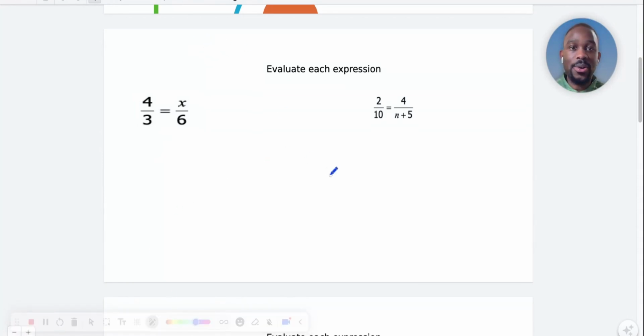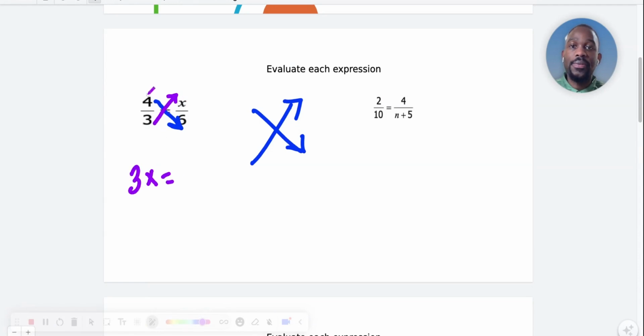So you just draw a cross, really. This is a cross, right? Something like that. So that means we're going to multiply 4 with 6, right? And then we're going to multiply 3 with this x, right? So 3 times x will be getting a 3x, being equal to 4 times 6, we'll be getting a 24.